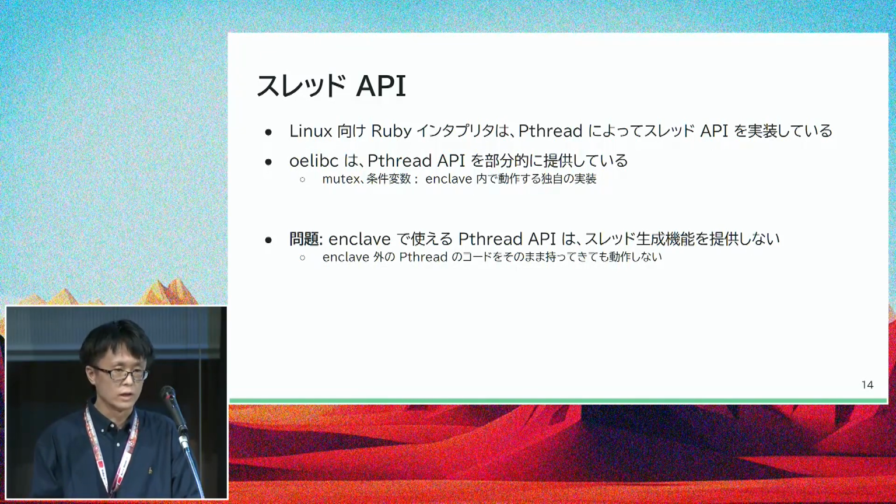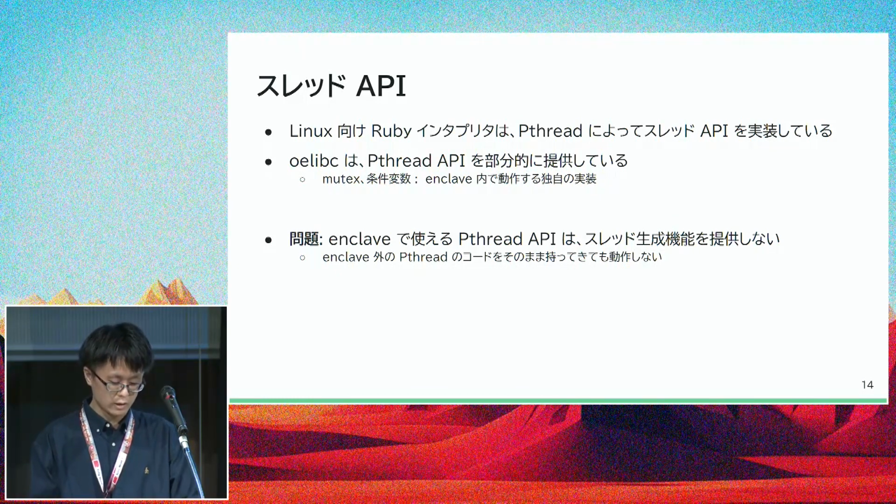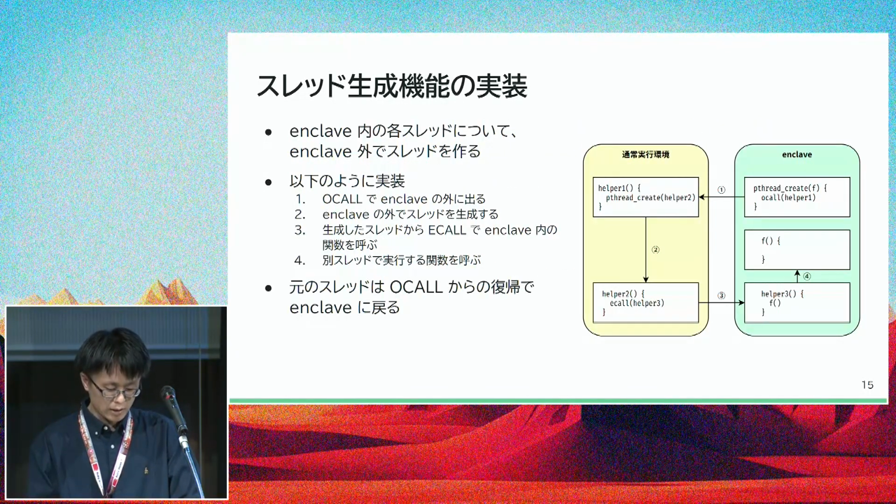The thread API, there are certain problems we have to address in the thread API. The Linux-oriented Ruby and the pthread is used for the thread API implementation. However, enclave-oriented pthread API thread function is not offered. Furthermore, mutex and also conditional variable are actually unique implementations, and therefore the pthread outside the enclave cannot be actually used as they are.